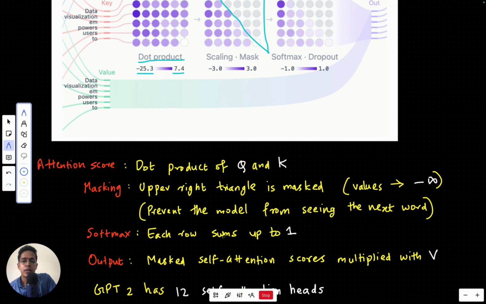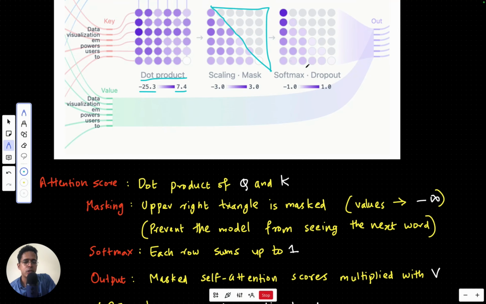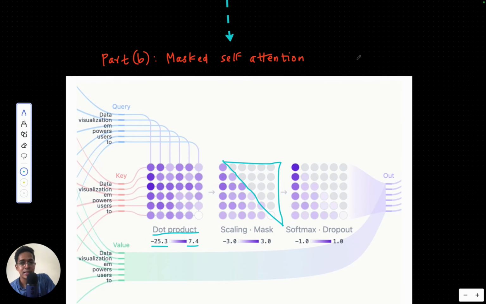And so now, what is the output of this whole attention head in a single layer? The output of the attention head is nothing but the multiplication of this softmax with the value matrix. So the value had 6 items, right? For the data visualization, there are 6 tokens, so it had 6 items. And here also, this is 6 by 6. And so you multiply this softmax output with the value to get the output of this attention layer.